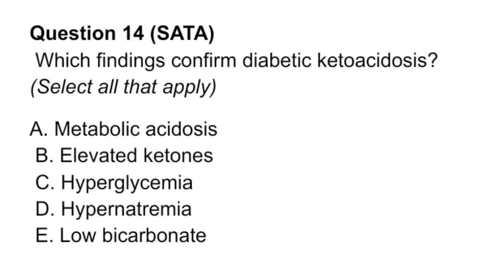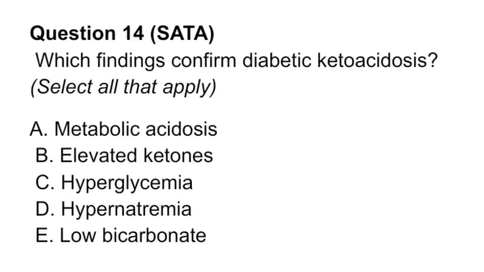Question 14. SATA. Which findings confirm diabetic ketoacidosis? Select all that apply. A. Metabolic acidosis. B. Elevated ketones. C. Hyperglycemia. D. Hypernatremia. E. Low bicarbonate.